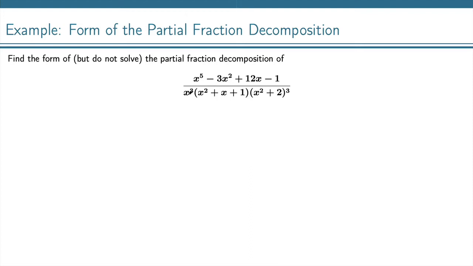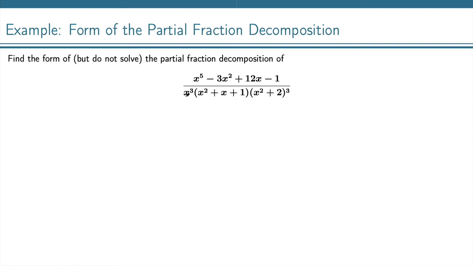Here we've got a pretty horrible rational function, and we're just going to find the form of the partial fraction decomposition and not actually solve for all of the unknowns, because that would be just a ton of algebra, and it's just not really worth it beyond just illustrating what our form should be. So we've got some factors here. It's already completely factored for us.